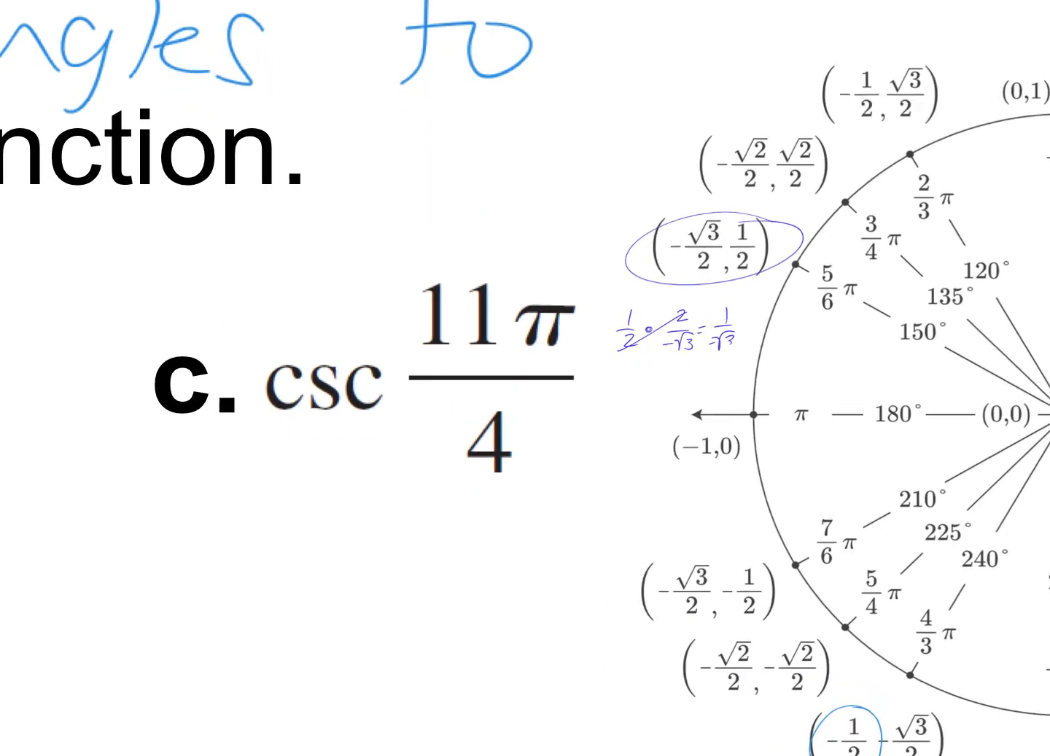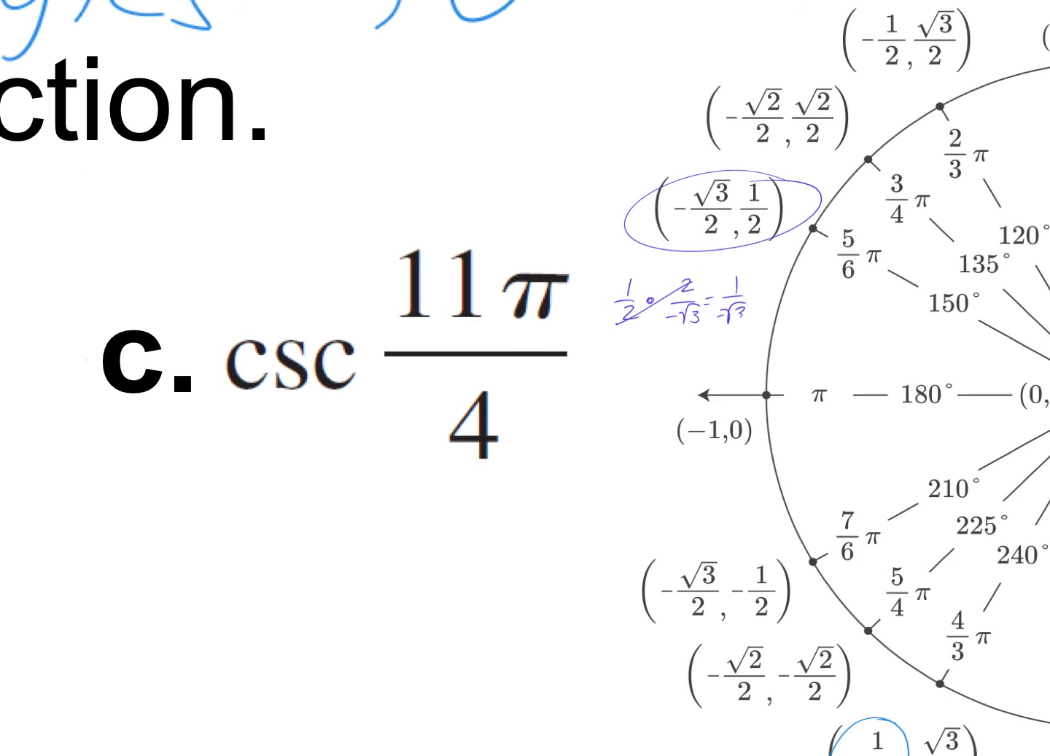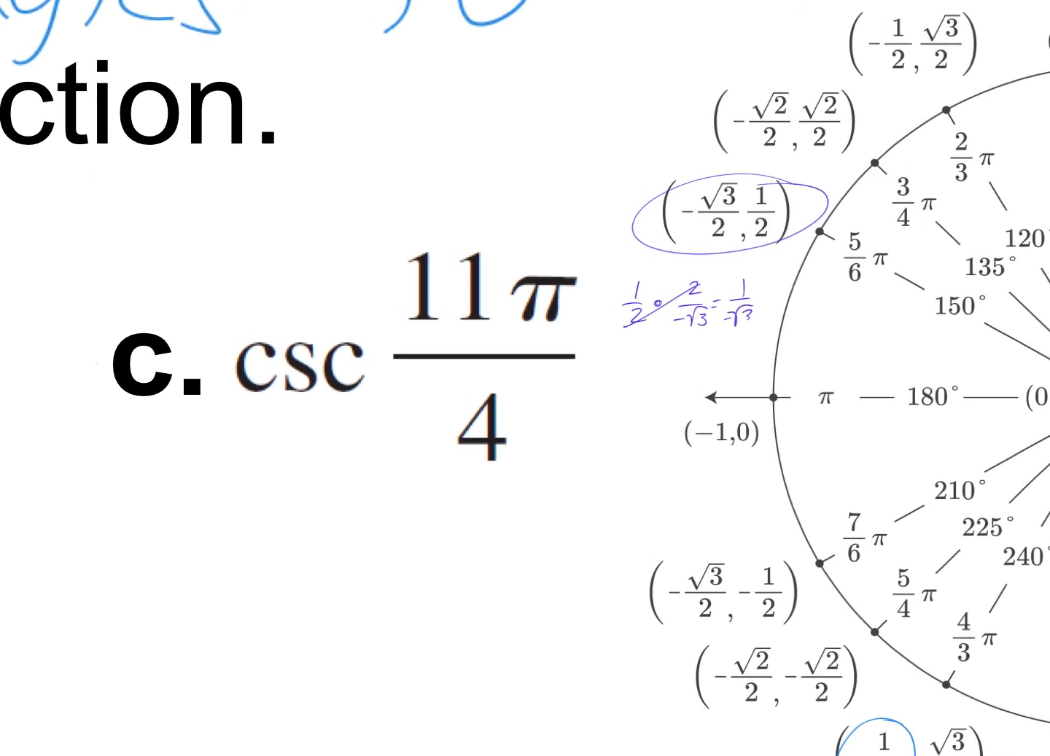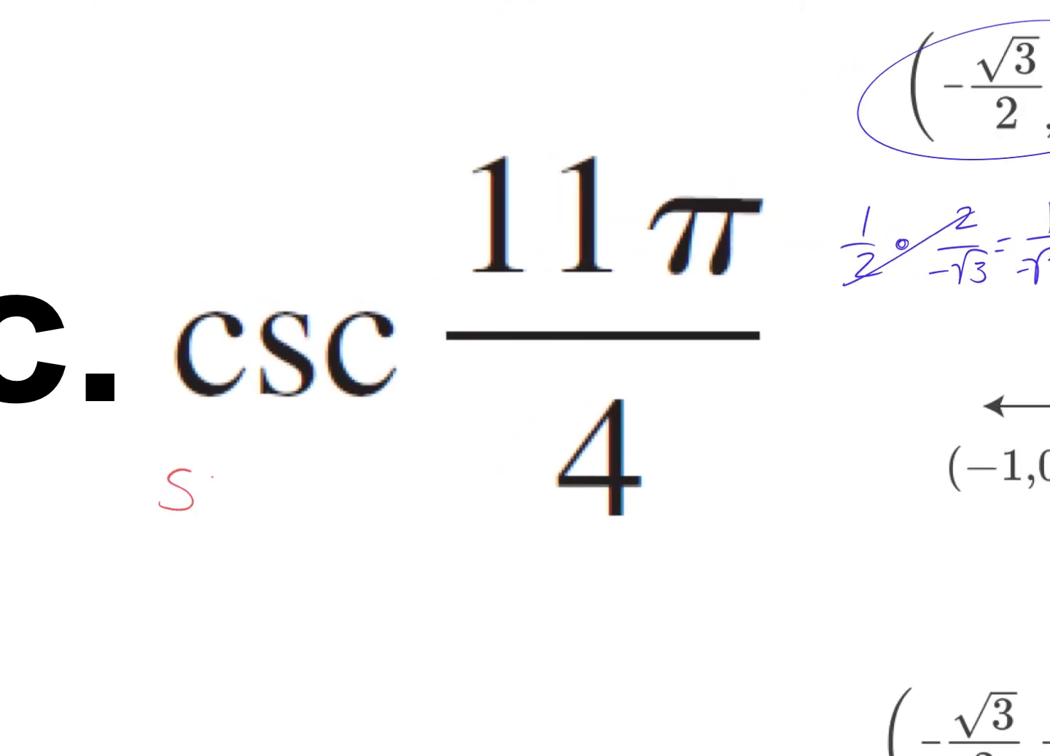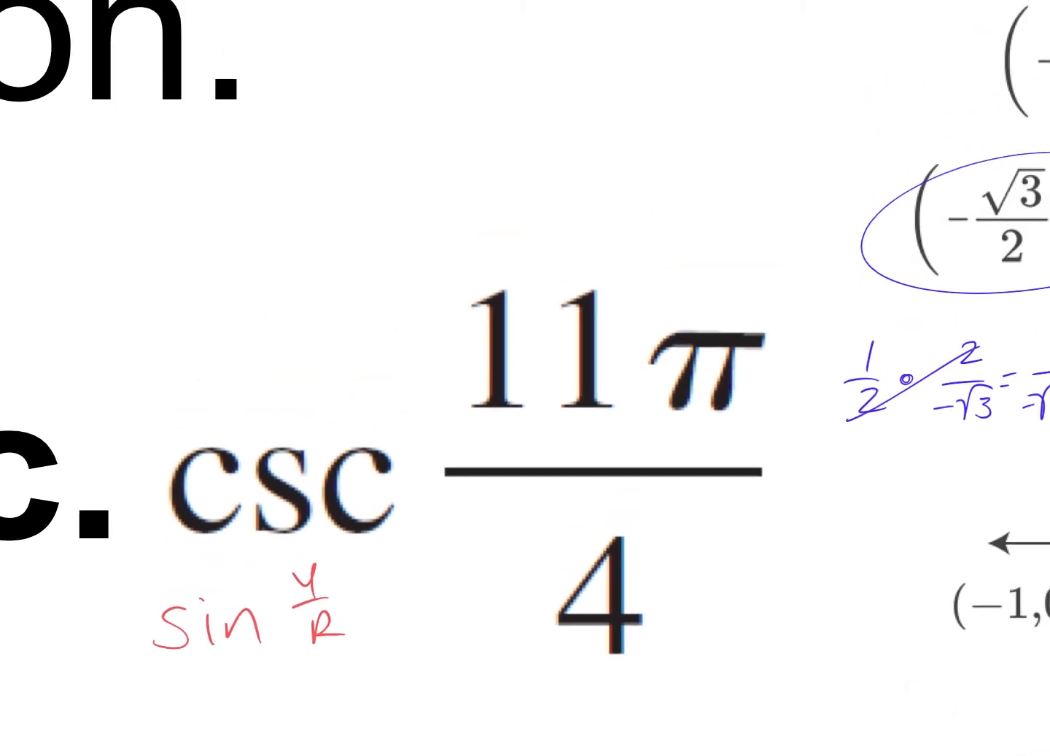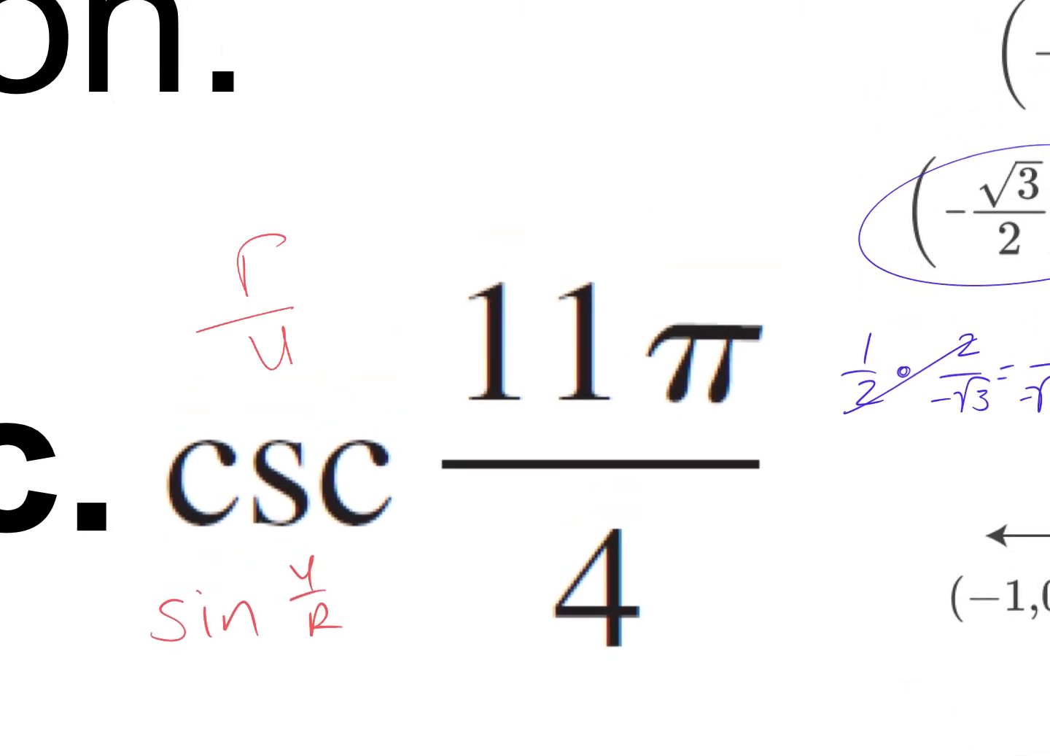All right, the next one. This is a little more difficult. Why is this one a tad more difficult? 2 reasons. Cosecant is what kind of a function? Is it a regular one or is it a reciprocal? It's a reciprocal. So let's not make any mistakes here. Cosecant goes with sine, correct? And sine is y over r. So what we're really looking for here is r over y for our cosecant, right? Once we get there. 11 pi over 4.